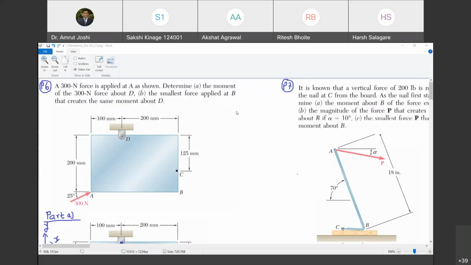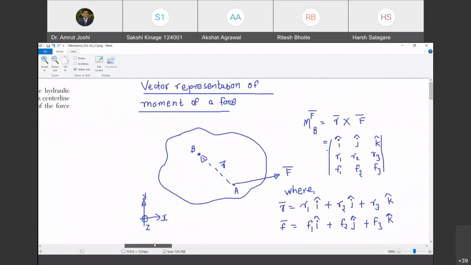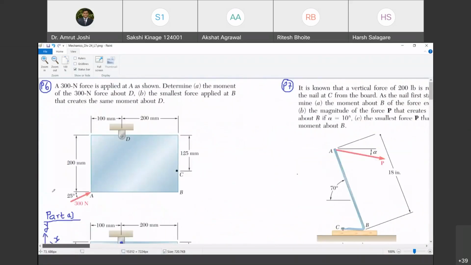We have seen how to compute the moment of a force and also how to compute the moment of a couple of forces. Based on that, we are going to solve a few problems today first, and then we are going to look into the vector representation of moment of a force. So Shrutika, to start with, can you read the first problem, problem number 6, written here for me?